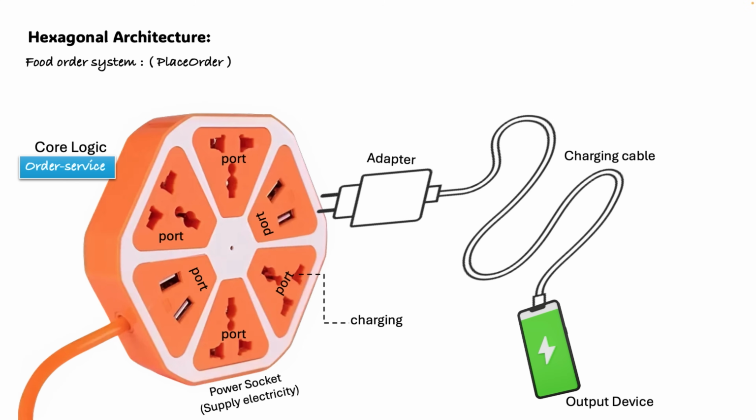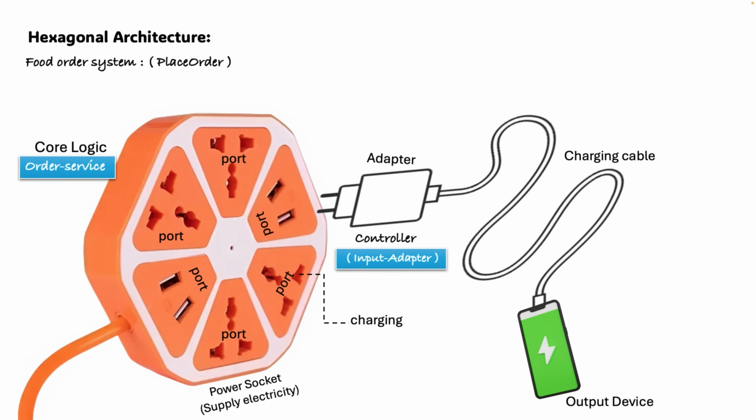Now, how do you connect a device to the socket? Using an adapter. Simple, right? In a similar way, in our application, requests can come from various sources like REST API, Kafka, or command line interface. So these are your input adapters. They plug into your system and pass the request into the core logic, that is nothing but your order service. Now think about the destination. Once the socket supplies electricity by the adapter, where does the output go?